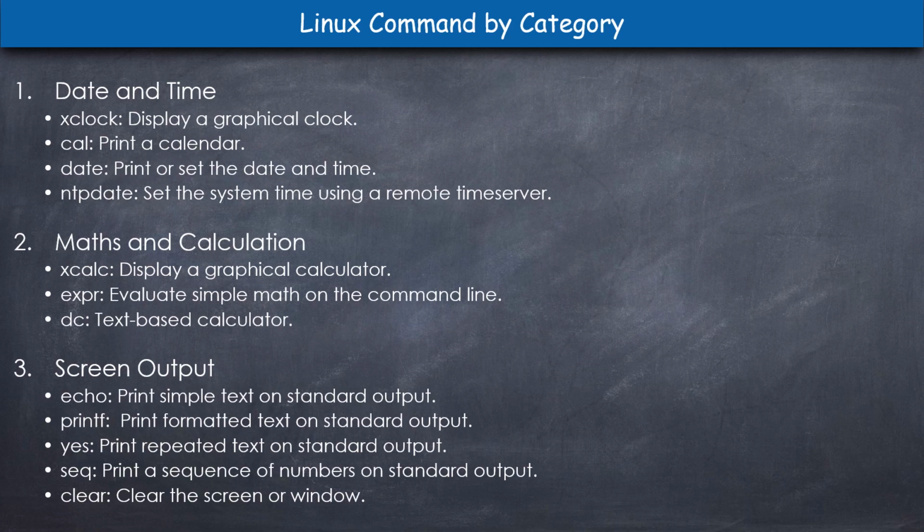Now let's move forward. Now we'll see date and time. Basically you want to manipulate or check the time and date on the system, and you have these options. xclock will display a graphical clock on the terminal. Then cal will print the calendar. Date will give you the date and the time of the system.